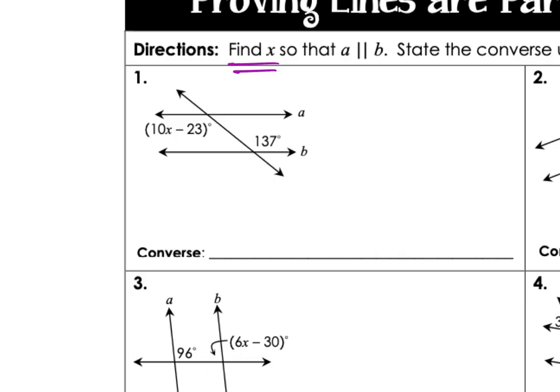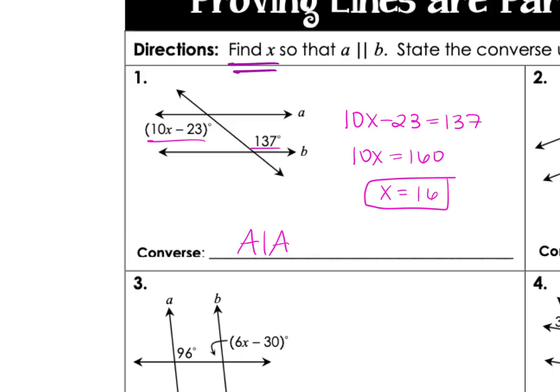Take a look at this picture. In order for A to be parallel to B, what has to be true about those 2 angles? Why do they have to be congruent? Because they are alternate interior angles, okay? So you would say 10x minus 23 equals 137, and you would solve for x, okay? I'm going to do that real fast. So 10x, if I add the 23, I get 10x equals 160. So x is 16. Okay?